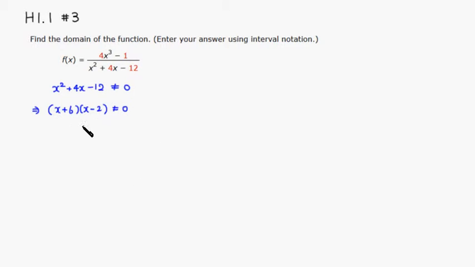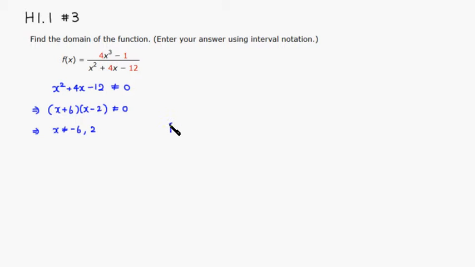So the bad numbers are negative 6, because that will make this 0, and we don't want 0, and positive 2. So this implies that x cannot be equal to negative 6 or positive 2. So the interval notation for the domain would be, we have to exclude these two numbers.